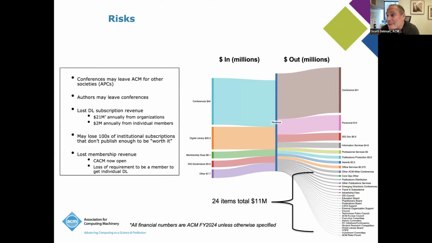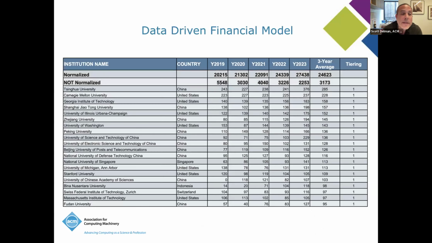And if ACM isn't sustainable on the publishing side, ACM may have to look at some of these items and say, what do we need to do to make sure that the organization is sustainable over the long term? Important to say that the model of ACM Open was developed using hard data.